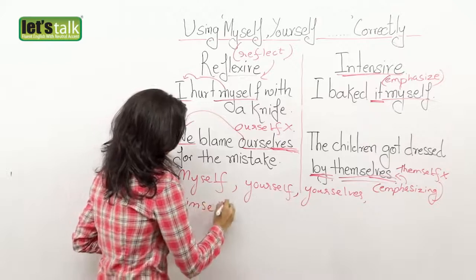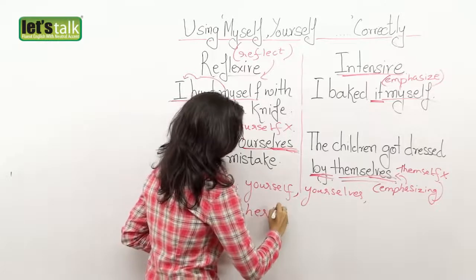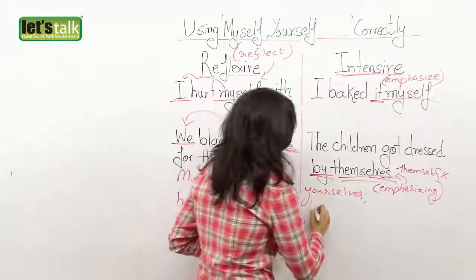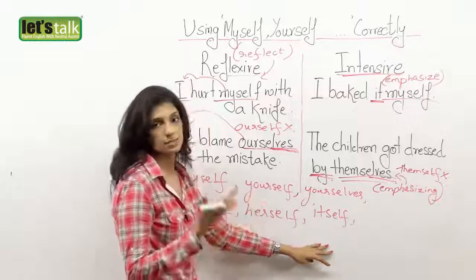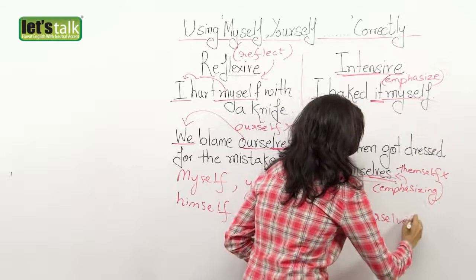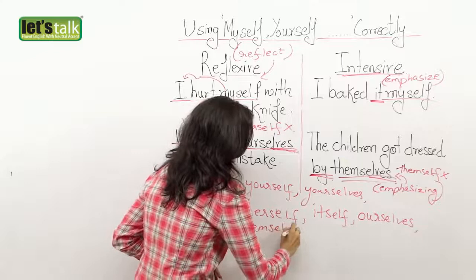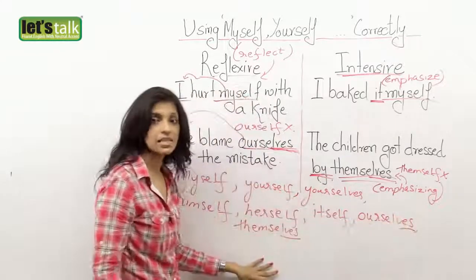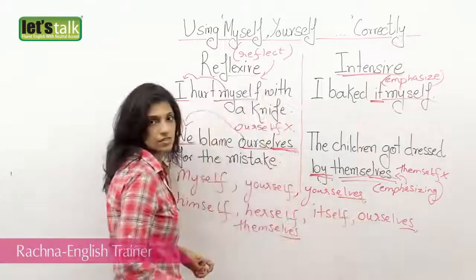himself for he, herself for she. You have itself. Now we is plural, so always ourselves, and for them it's always themselves. Please remember, this is very important. It's always ourselves, themselves, and only in case of the second person plural, it is yourselves.